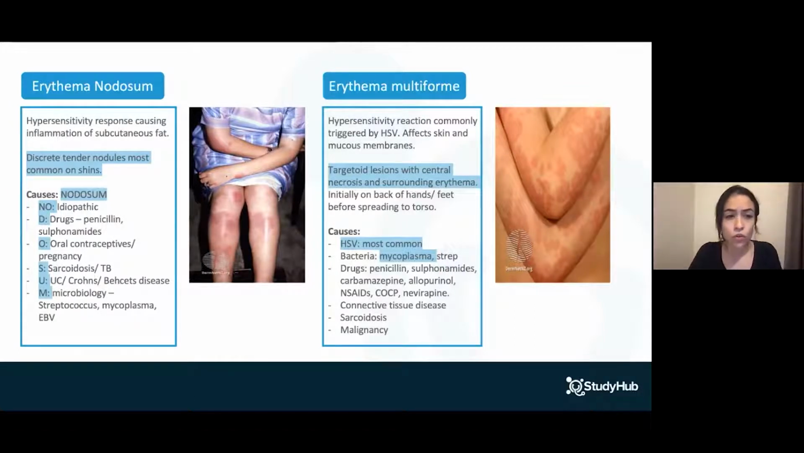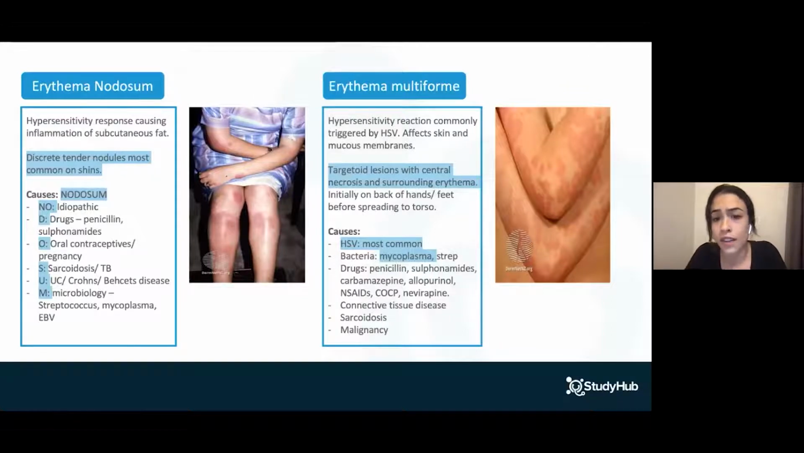In terms of things that cause them, there's this good kind of mnemonic for erythema nodosum, which is nodosum. But the things to pay attention to are the drugs. Penicillin is a big cause of erythema nodosum. The oral contraceptive pill can do it as well. Very common in SBA land for that to come up. Pregnancy. But the key thing to keep in mind are chronic conditions that also present as erythema nodosum. So that's sarcoidosis, TB, Crohn's, UC, that sort of thing.